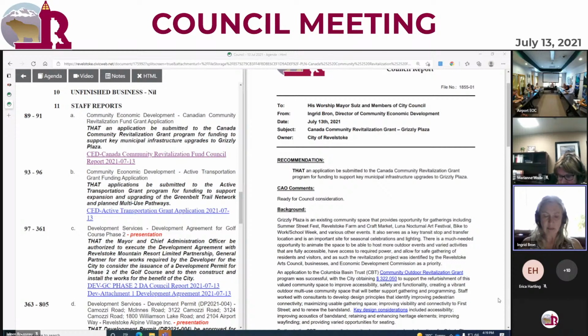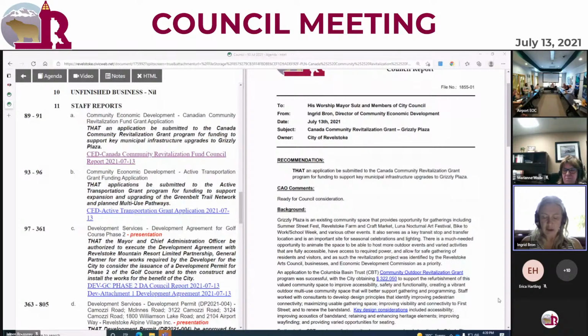Wade on this project and used a lot of her verbiage from her original report to council when she did apply for the CBT funds for this, so that we did not miss an opportunity to get working on this grant application, which is due at the end of this month.